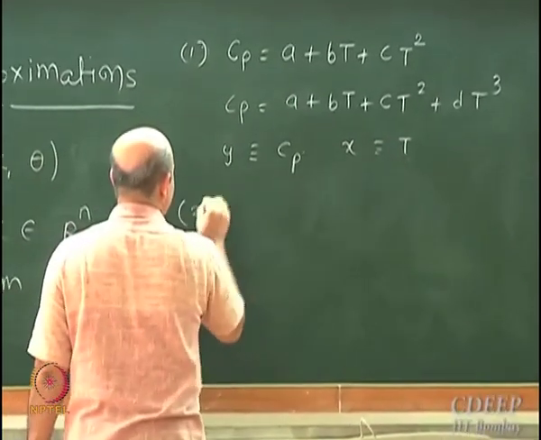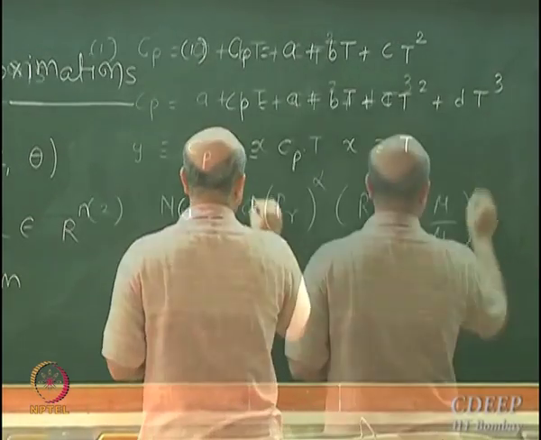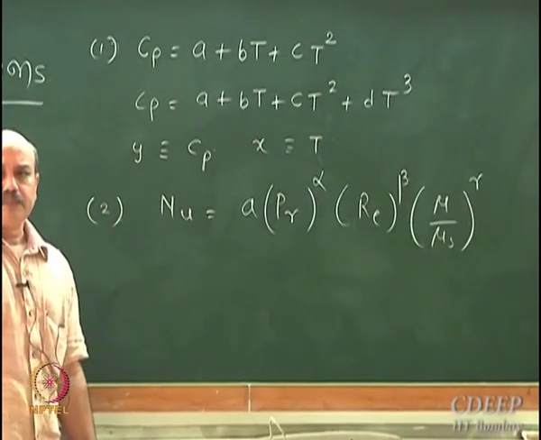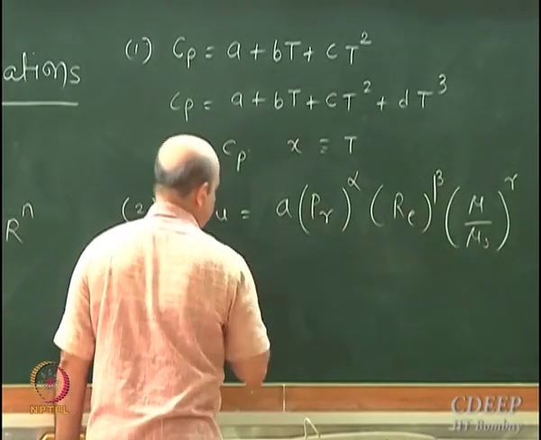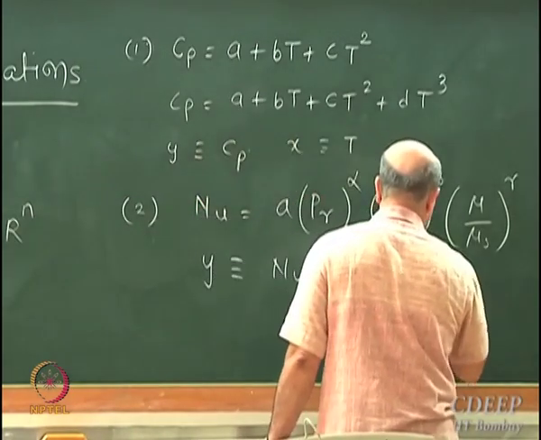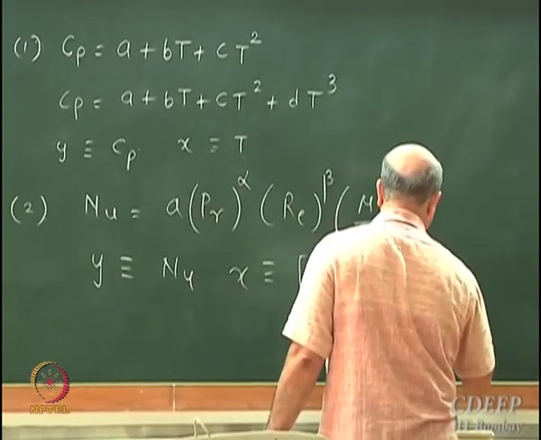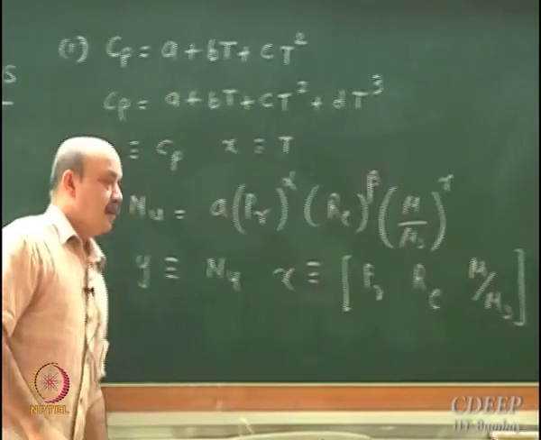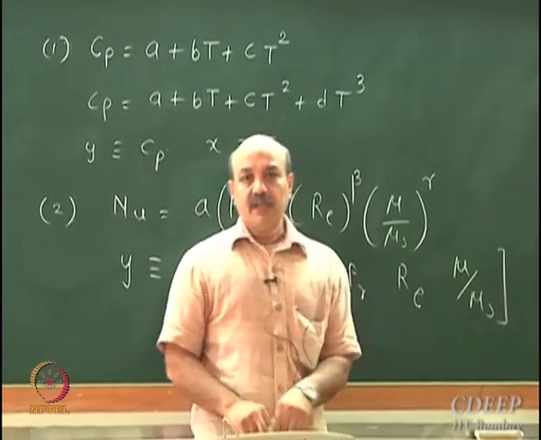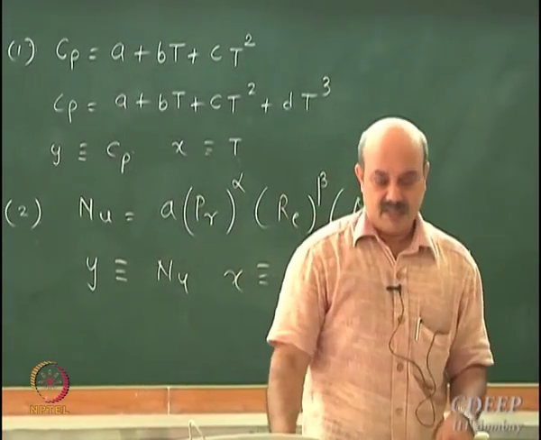The second example was Nusselt number equal to a correlation like this, right? In this case y corresponds to Nusselt number, and x corresponds to Prandtl number, Reynolds number, and mu by mu s. So x corresponds to these three variables, whereas y corresponds to Nusselt number. You have correlations for Schmidt number, you have correlations for Sherwood number, mass transfer.